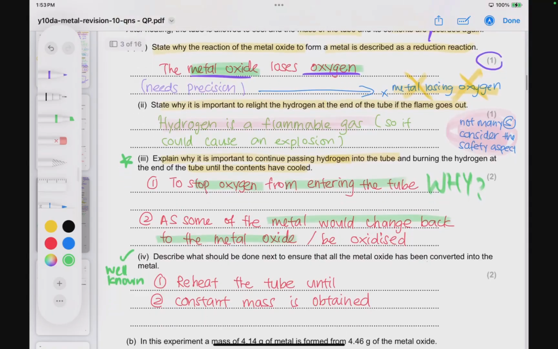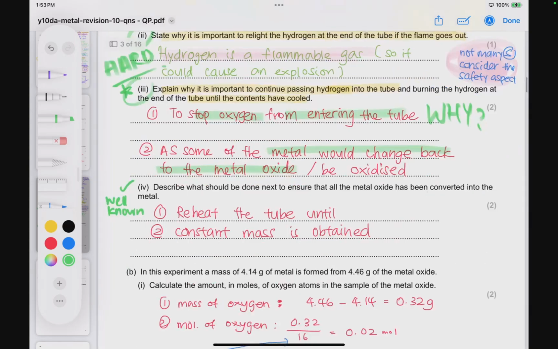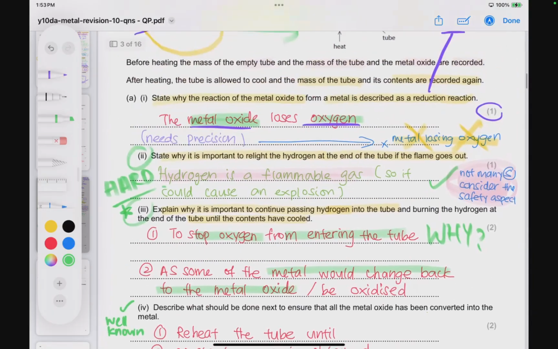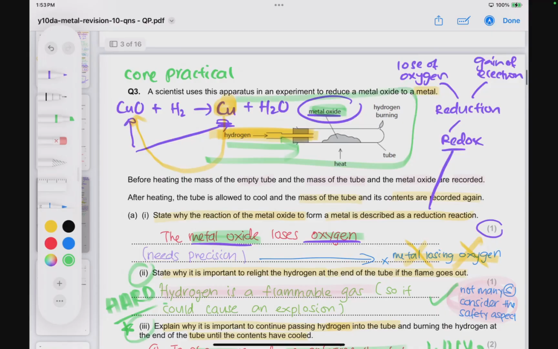Okay, so I would say part 2 and part 3 is considered a hard question for a lot of students, mainly because this is a practical they don't really get to do in school. Usually it is substituted by a video. So consider the safety aspect for hydrogen, and using the data provided, you could probably work out part.